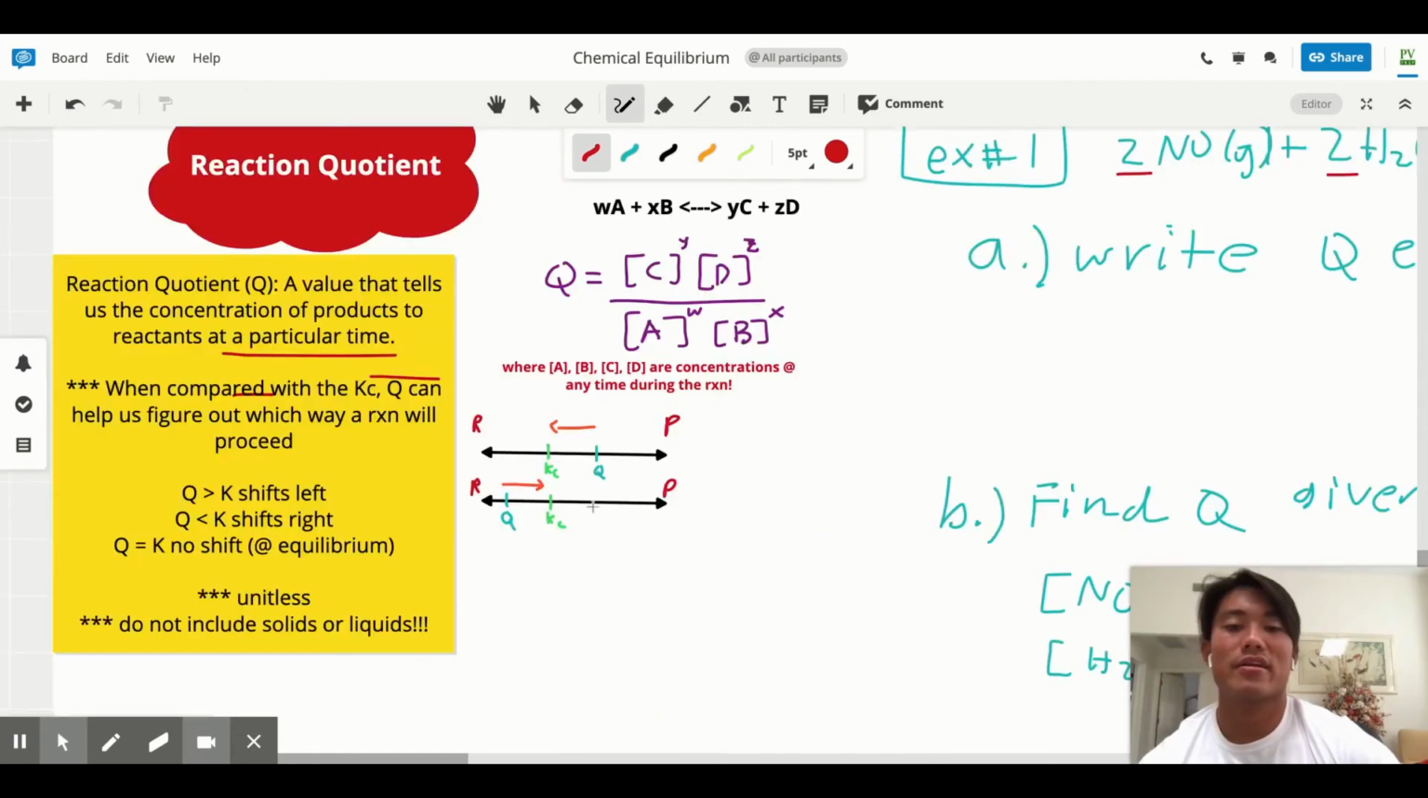Down here, I've made another illustration to help you visualize this relationship between K and Q. On the left-hand side, I have the reactants, and on the right-hand side, the products. Let's say in the first case, Q is greater than K, so it's further right on the number line. So in order to get to K, Q is going to have to shift left, making more reactants. On the other hand, let's say Q is less than K. Then Q is going to have to shift right to make more products to get to K.